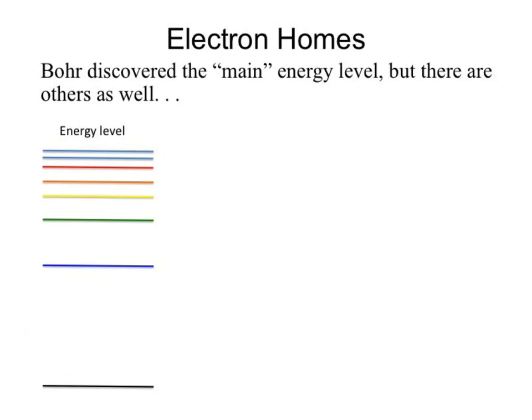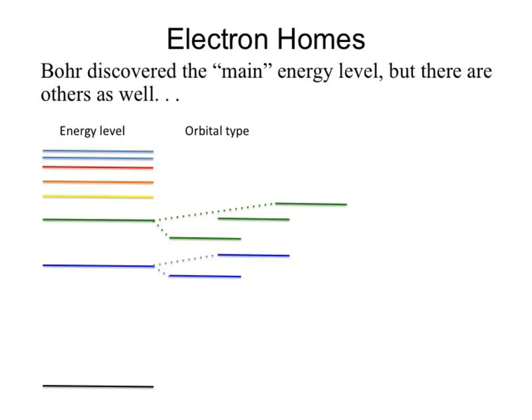Okay, so that's not too bad, at least at this point. We've got a whole bunch of different energy levels. We just kind of put our electrons into it. Of course, it can't be that simple, right? So what ends up happening? Well, those energy levels can split. They split into different types of orbitals.